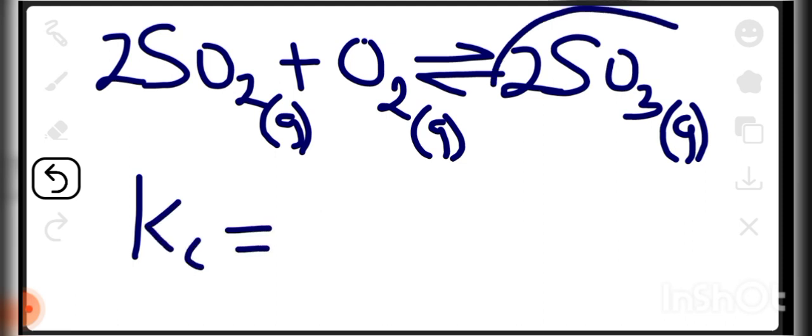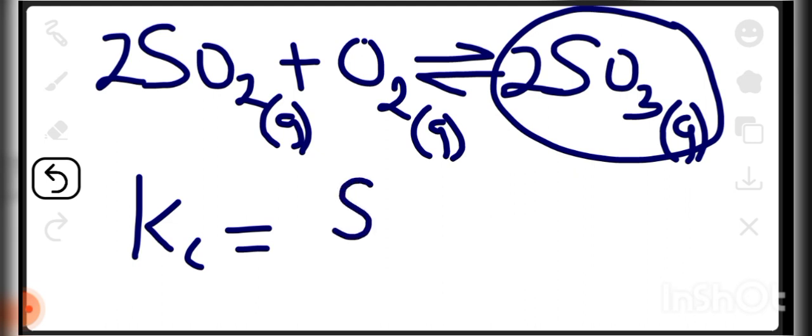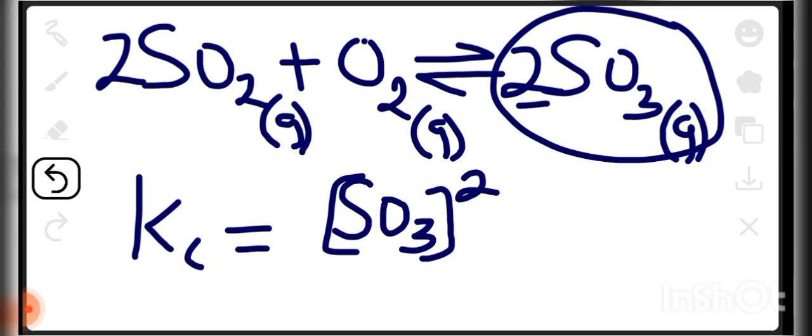Look at the product here. This is the product we have, just one term. So you write out the product. Don't write out the coefficient yet. Leave the coefficient alone. Write the terms only. Just write the reacting species in the product, which is just SO3. Then raised to power. How many moles of SO3 do you have? We have 2 moles. So the 2 will now be here.